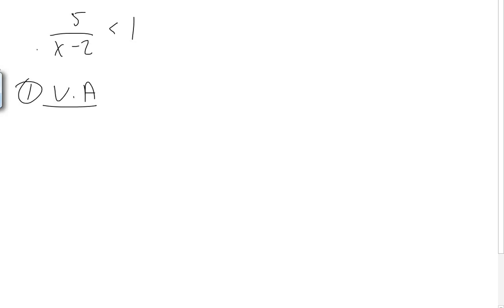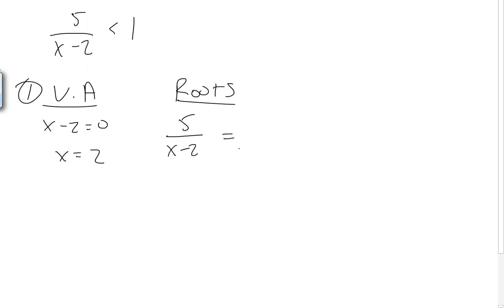The vertical asymptotes always occur wherever the denominator of the rational expression equals 0. So wherever x minus 2 equals 0, that happens exactly when x equals 2. So that's a boundary point. That's one of the boundaries on my table. But also, I need to find the roots, and the roots come from taking 5 over x minus 2 and setting it equal to 1.